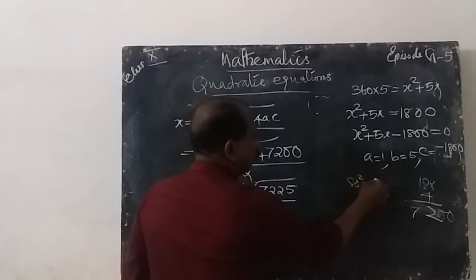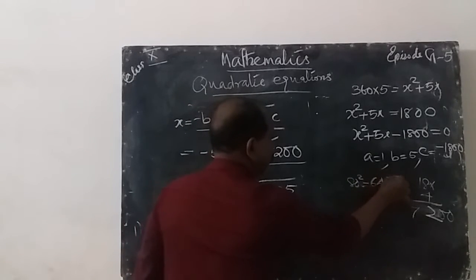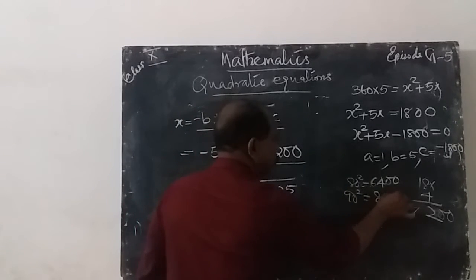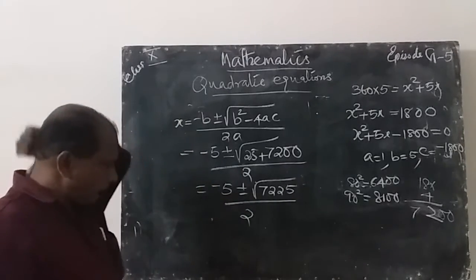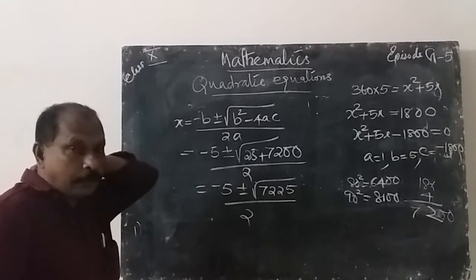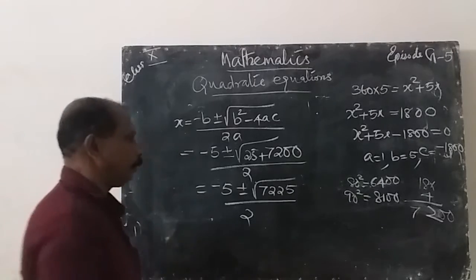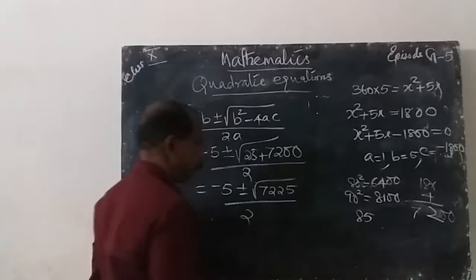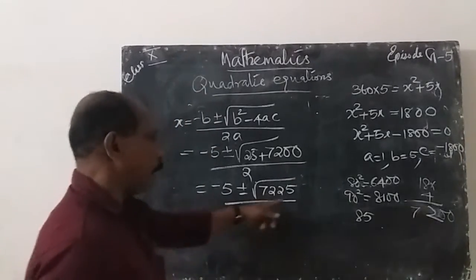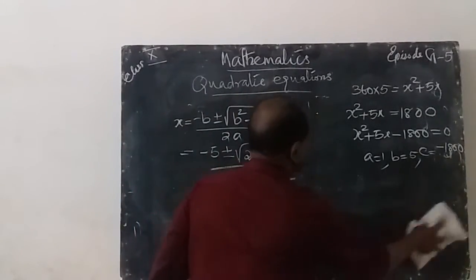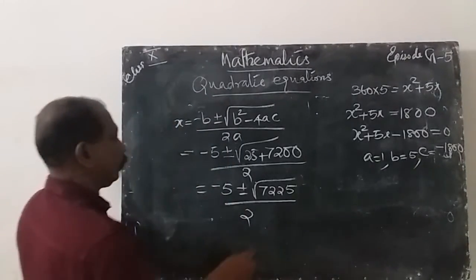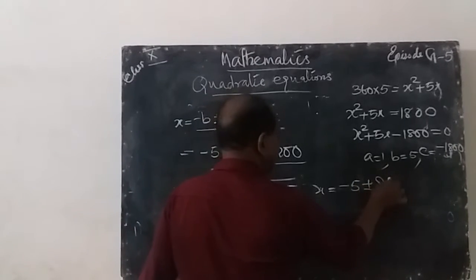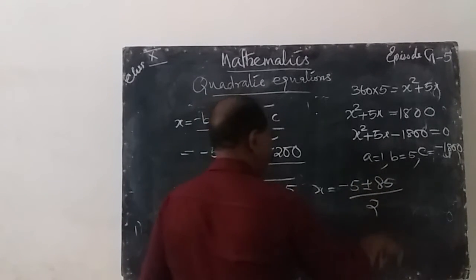80 square is equal to 6400. 90 square is equal to 8100. Therefore, 7225 lies between 80 and 90. Therefore, the square root of 7225 is 85, since 5 into 5 ends with 5. Therefore, x is equal to minus 5 plus or minus 85 divided by 2.